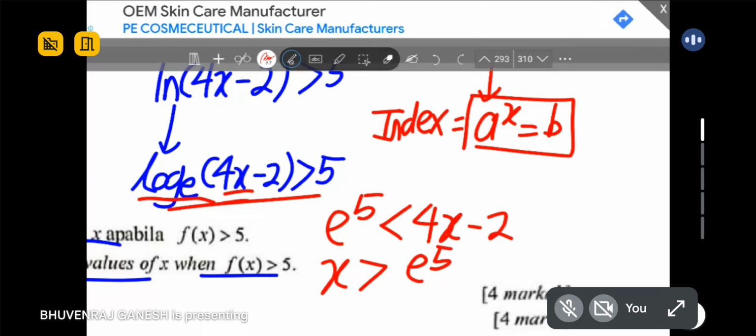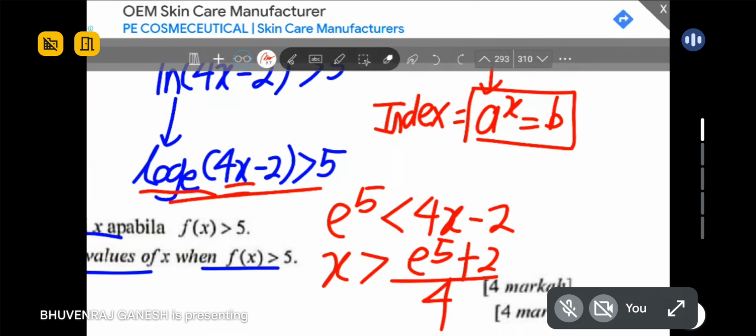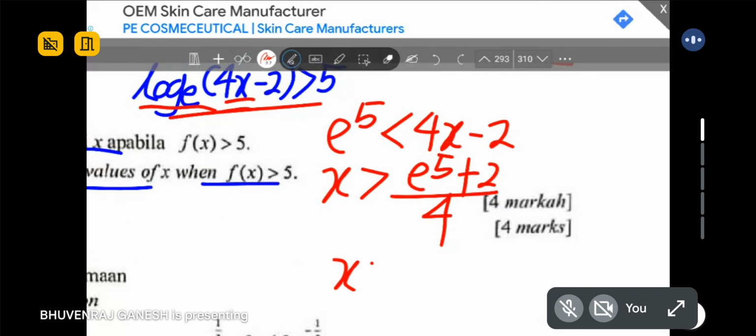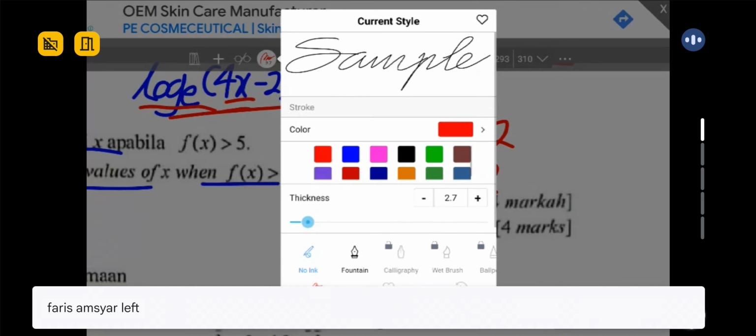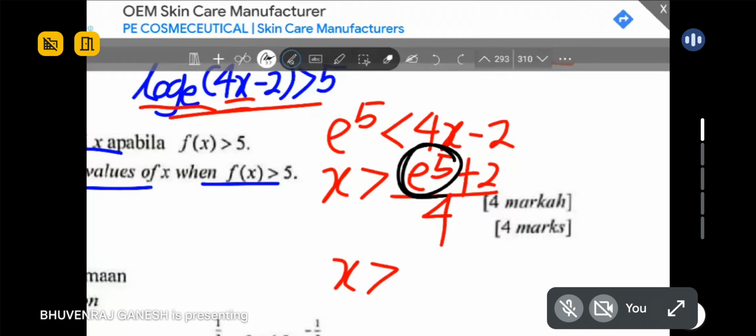Cari nilai x. So e power 5 plus 2 over 4. Okay, so this one you can simplify. Tekan calculator. Guys, you know how to press this, right? In your calculator. You should know how to press this. Okay, you see your shift. Okay, tekan shift. Lepas tu ln. Okay, shift ln. You will get the symbol e. And then 5 plus 2 over 4. So the answer is 37.6.